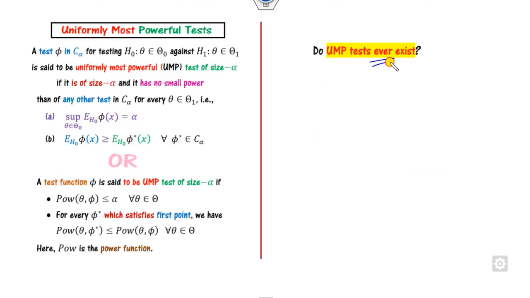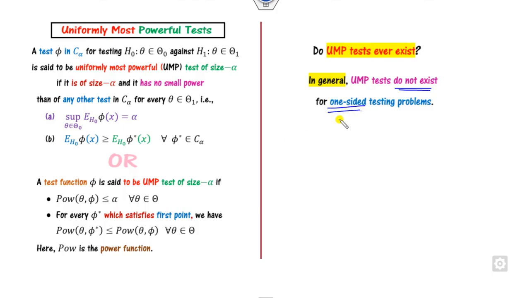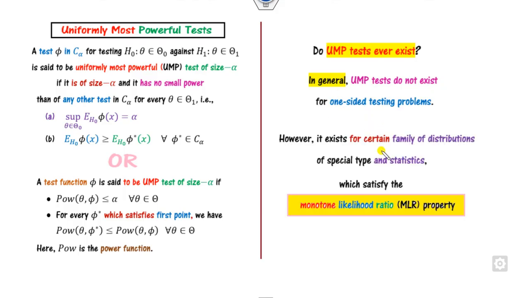Now the question arises: does the UMP test always exist? The answer is, in general, the UMP test does not exist for the one-sided problem. One-sided means for one tail, whether it's a right tail or a left tail. So under what condition will it exist? That's the major question about the UMP test. We can say it exists under certain conditions, and that condition is whenever this phi satisfies a certain family of distributions, and this property is called the monotone likelihood ratio property. That means whenever this phi satisfies this monotone likelihood ratio property, then the UMP exists, otherwise not.